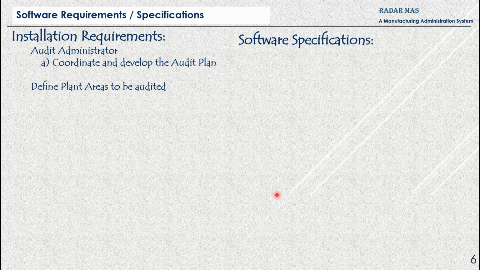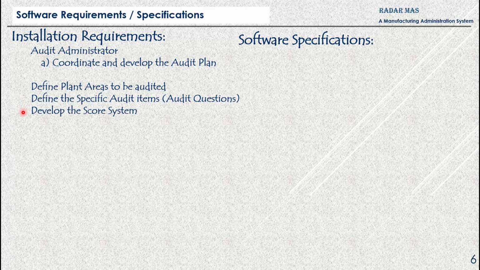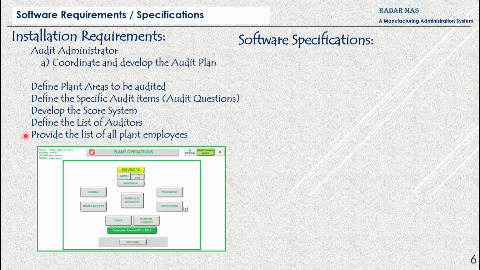The installation requirements for the system are, of course, that we need an audit administrator to coordinate the audit agendas, the definition of all the different plant areas that are to be audited, the specific audit items or questions, the specific score system, and the list of auditors. Of course, we also need for the Kaizen system the list of all employees in the organization.